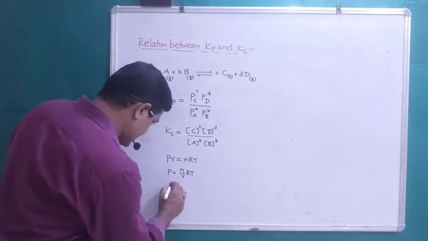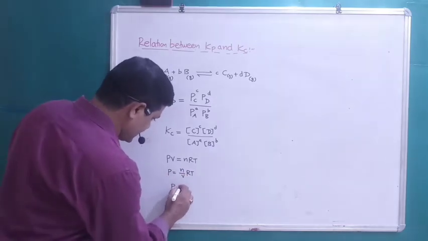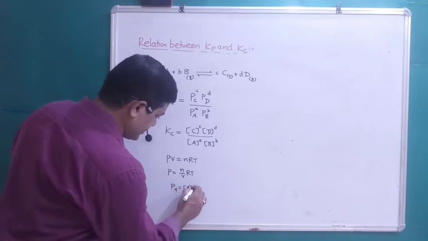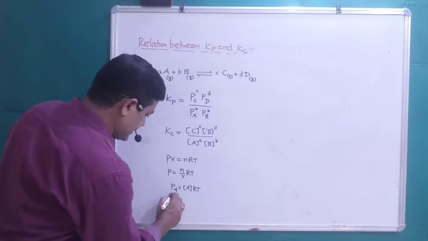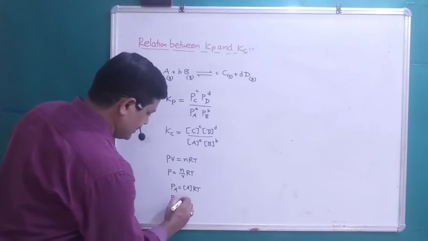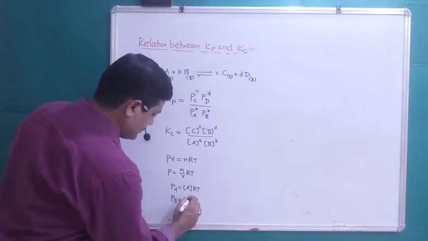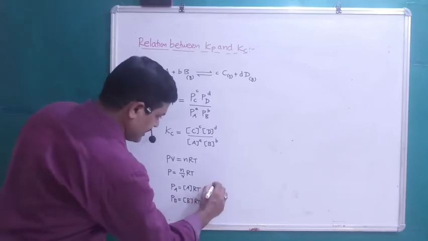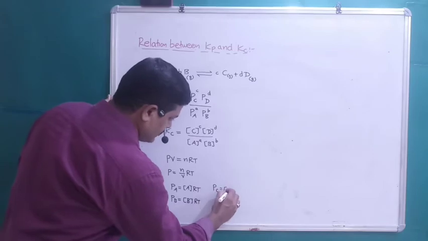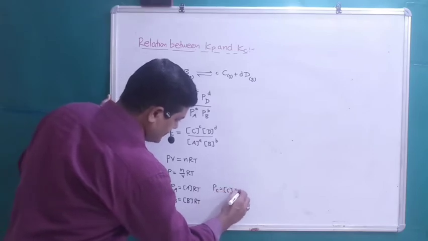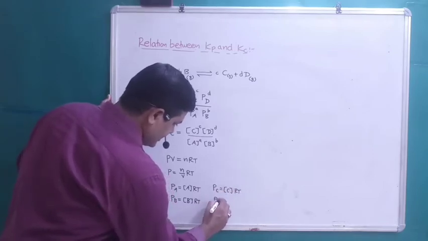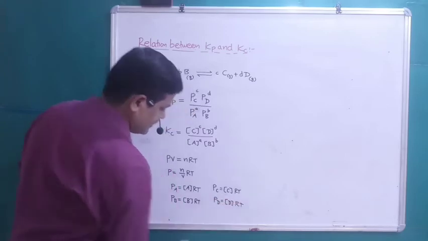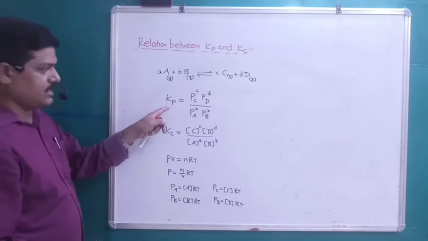For a gas A, we can write Pa is equal to active mass of A multiplied by RT. Similarly, for the gas B, we can write Pb is equal to active mass of B multiplied by RT. For C, we can write Pc is equal to active mass of C multiplied by RT, and Pd is equal to active mass of D multiplied by RT, right? So now we will take this equation.